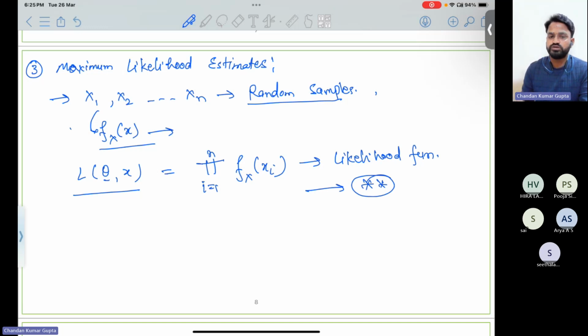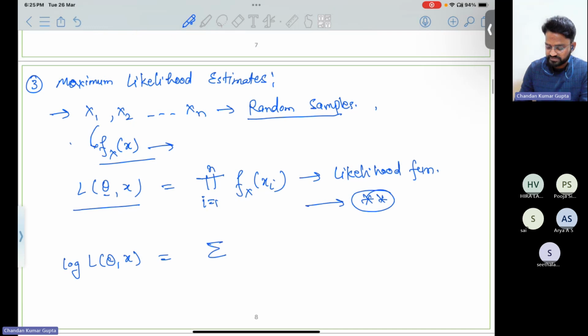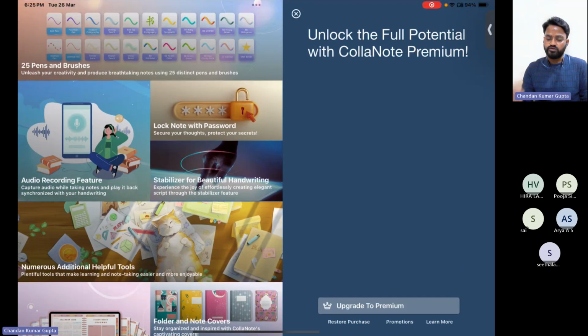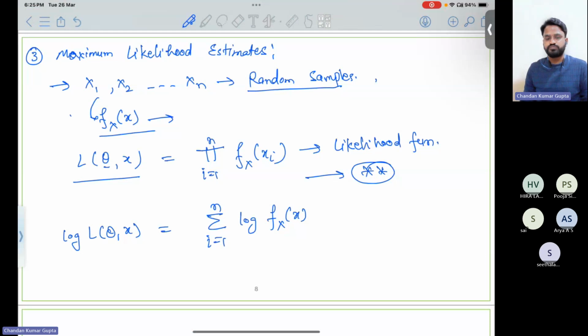So we have considered the log so that it converts into a summation, which is easy to deal with. And log is an increasing function, so both have an optimum value at the same value of the argument x. So we have considered this for simplicity, or easiness.